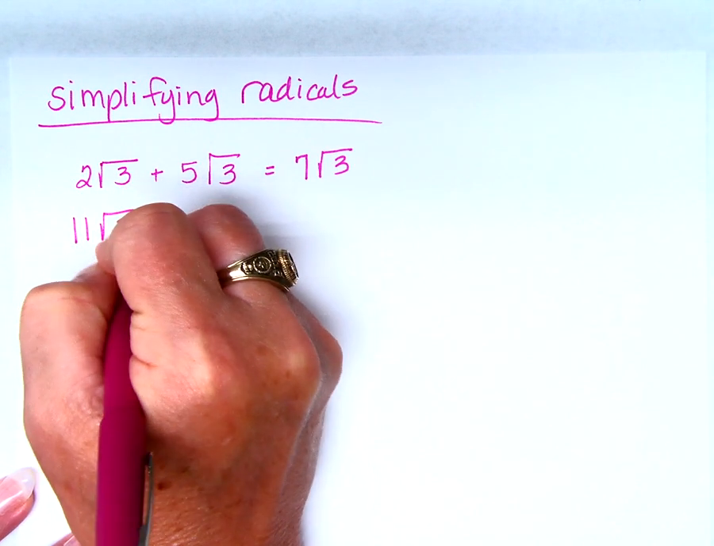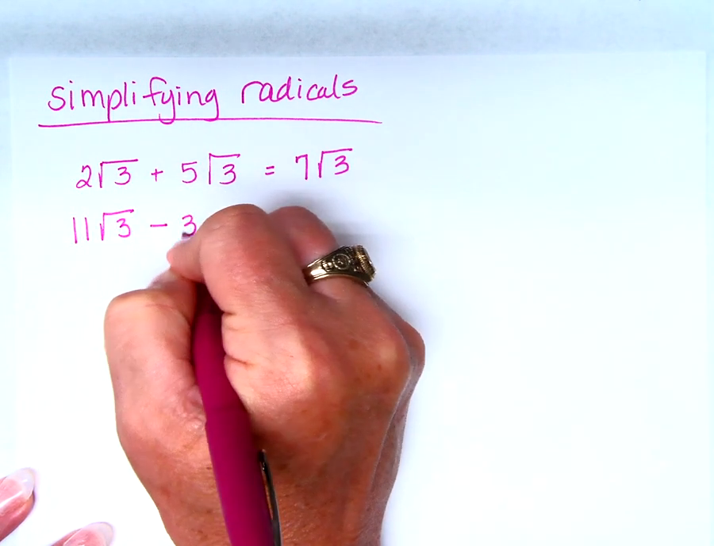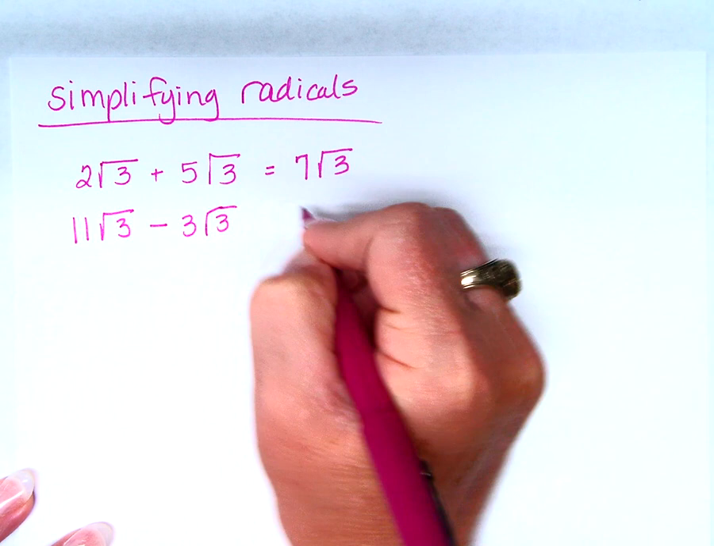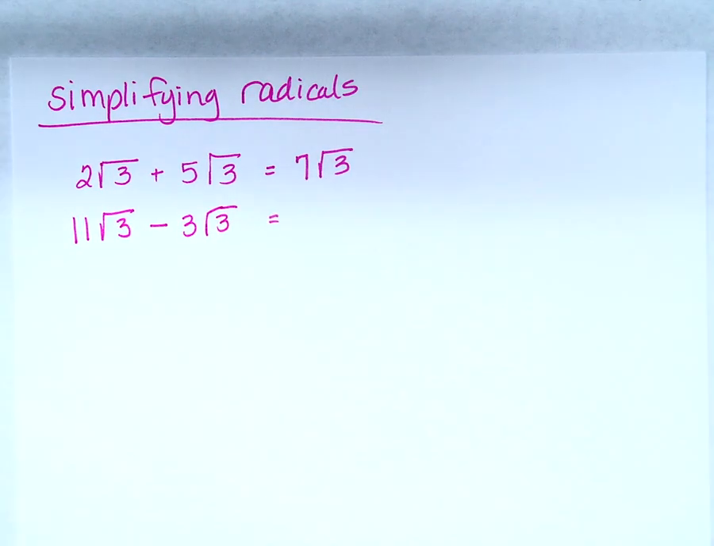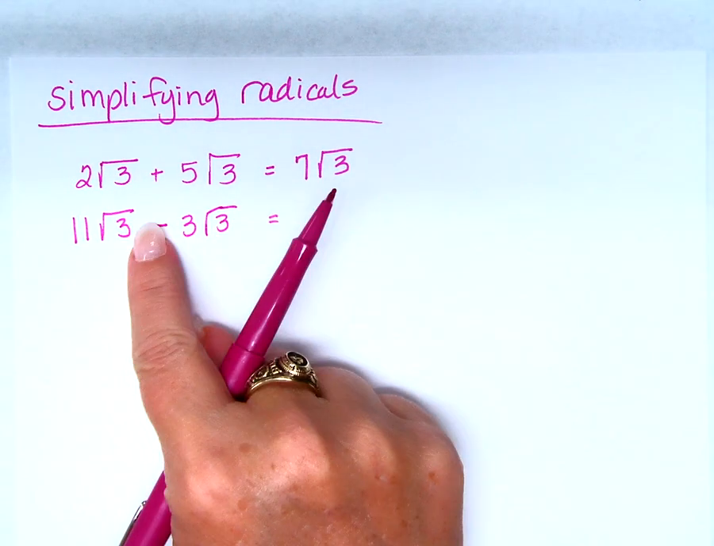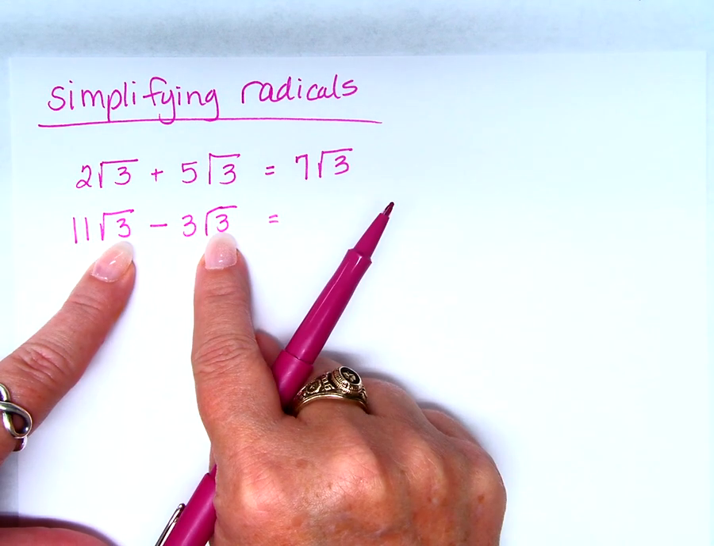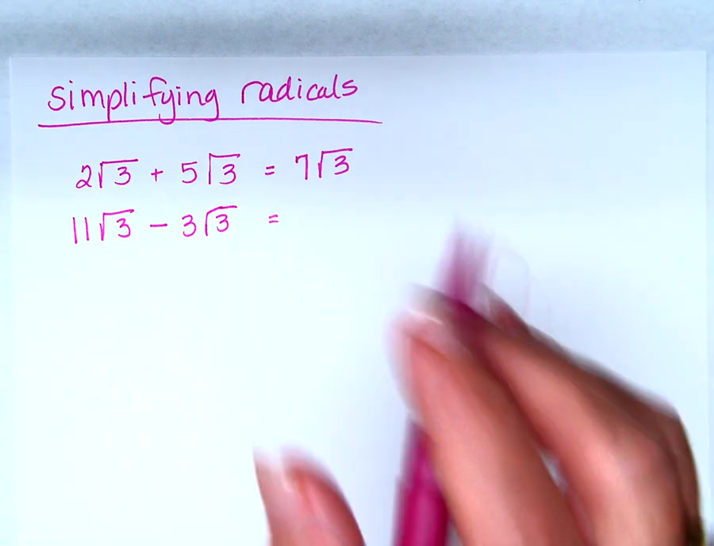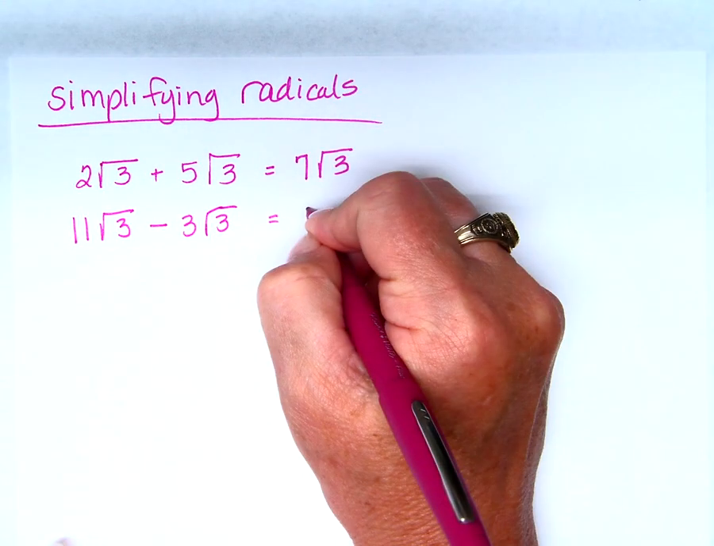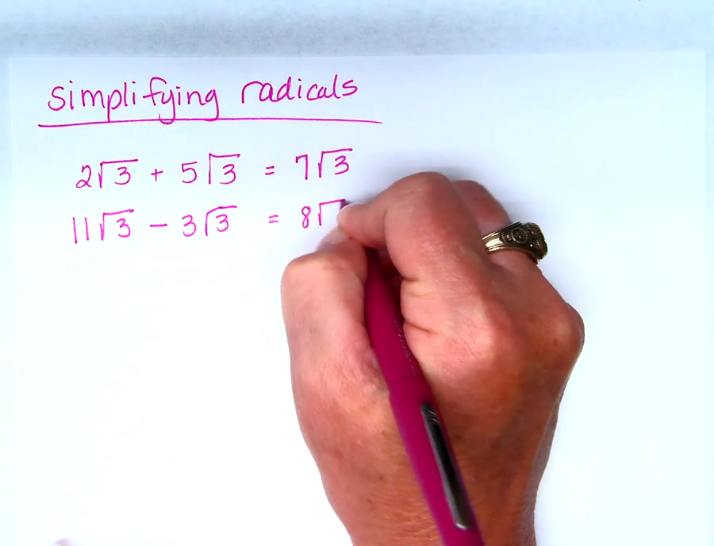11 square roots of 3 minus 3 square roots of 3. Is that going to be like the same kind of thing, where we subtract the numbers on the outside and we leave the variable alone? Is that the same kind of thing? So what do we get? Yeah, 8 square roots of 3, right?